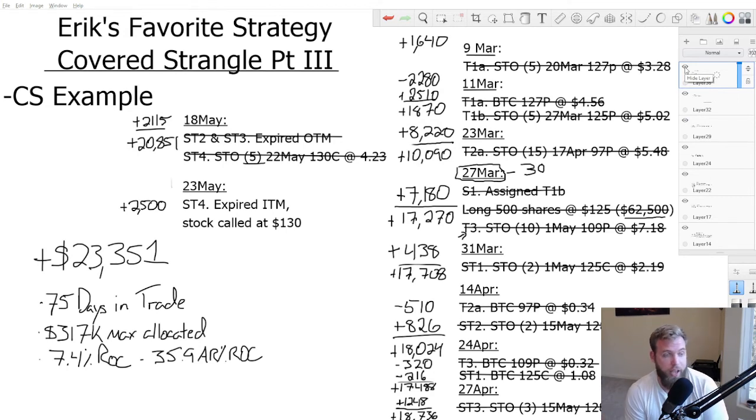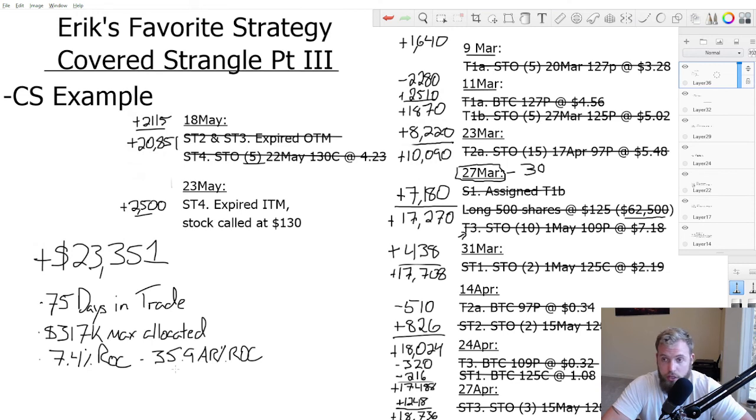So on the 23rd of May, that Saturday, expired in the money. So it means I got called away on those 500 shares. This was the P&L on the stock. I did not include the premiums here since I already calculated those. So this is just what I made on the stock on top of the options trade. So this is what it came out to, $23,351 over the course of 75 days in this series of trades. My max utilization during this was $317,000. And this comes out to a 7.4% return on capital, which is about 36% annualized return.